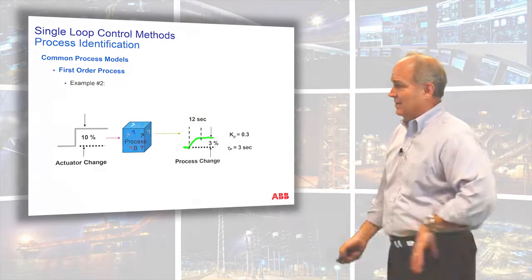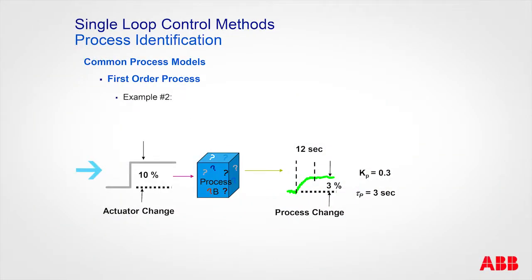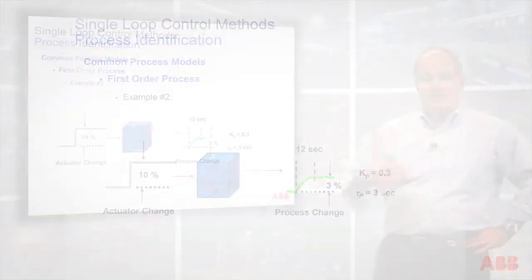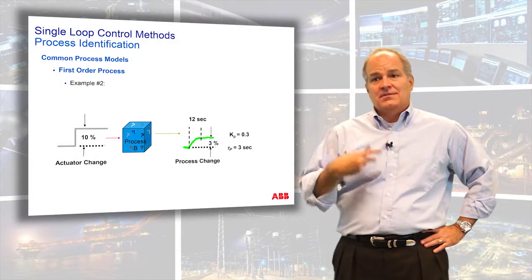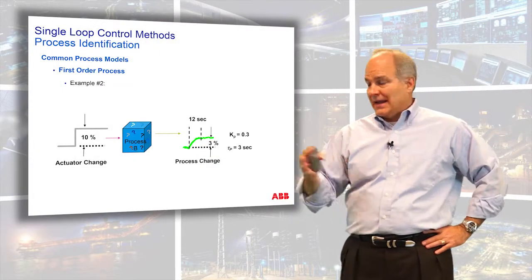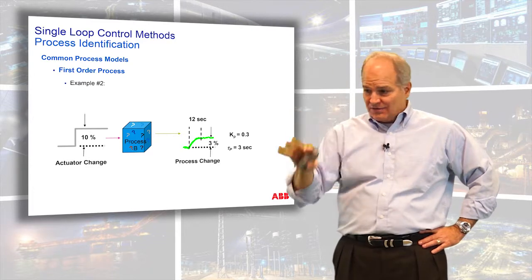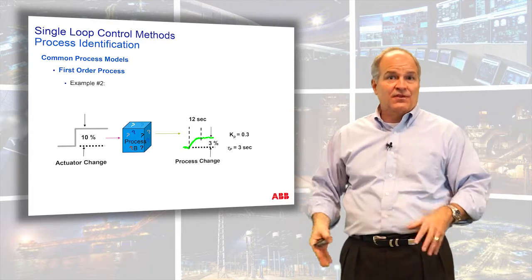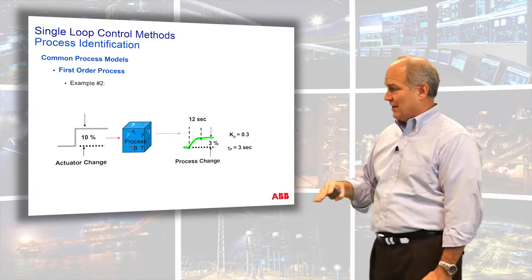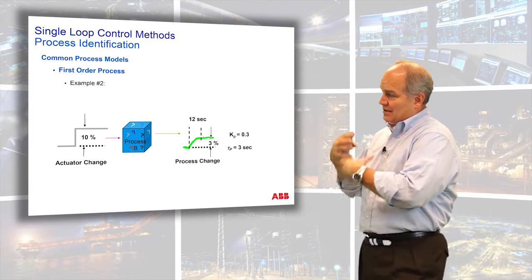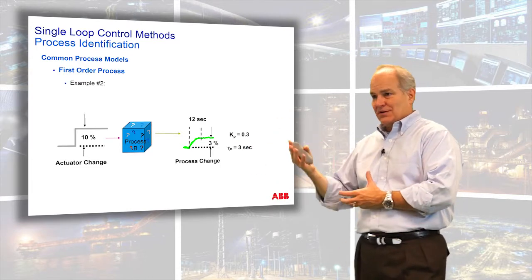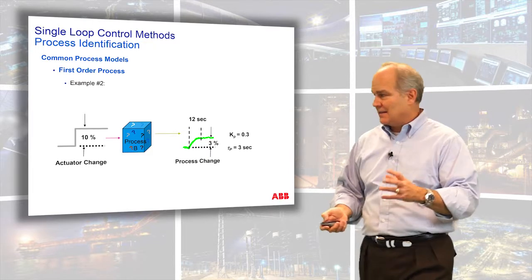Here's another example. I moved 10%, it took 12 seconds to get there, and it moved 3%. So I've got a process gain of 3 divided by 10, 0.3. 12 divided by 4 is 3 seconds. So I recommend that you do 2 or 3 of these bumps and calculate these, and then usually I'll do 3 or 4 and look to see if they're fairly close. There are rules for fairly close, but you'll start to sense it, and if you can predict where it's going to go, then you have it. That's the secret.